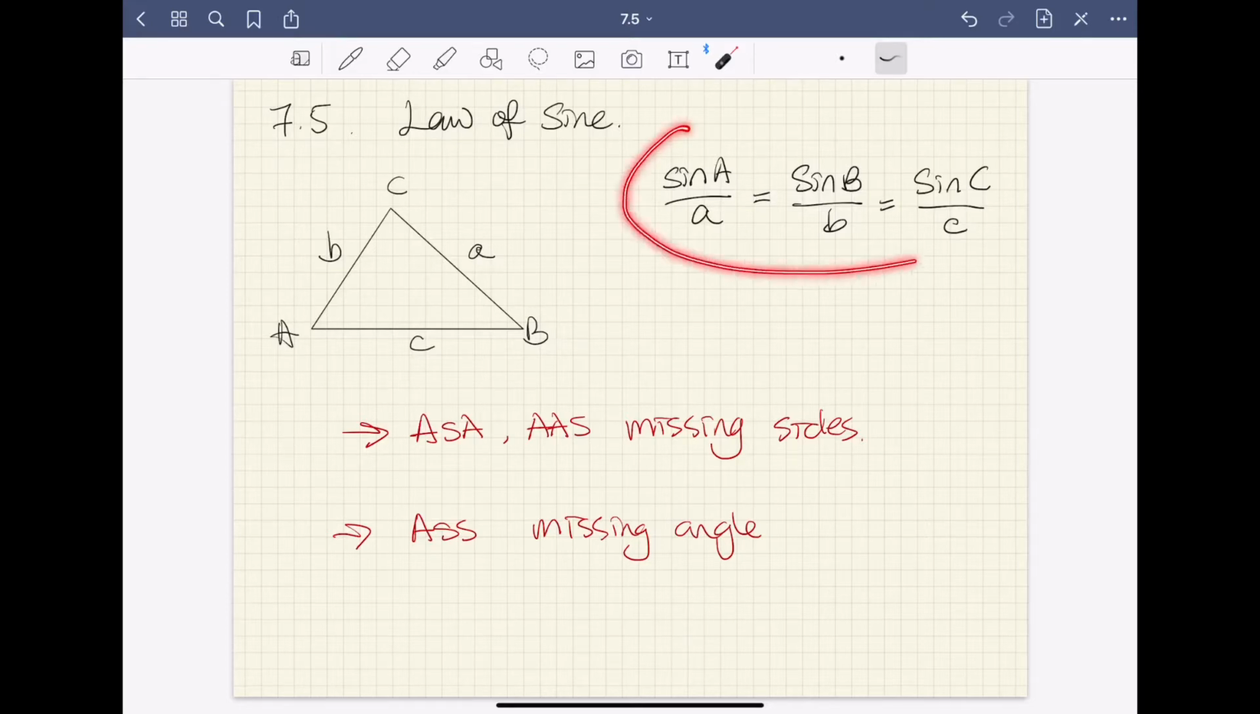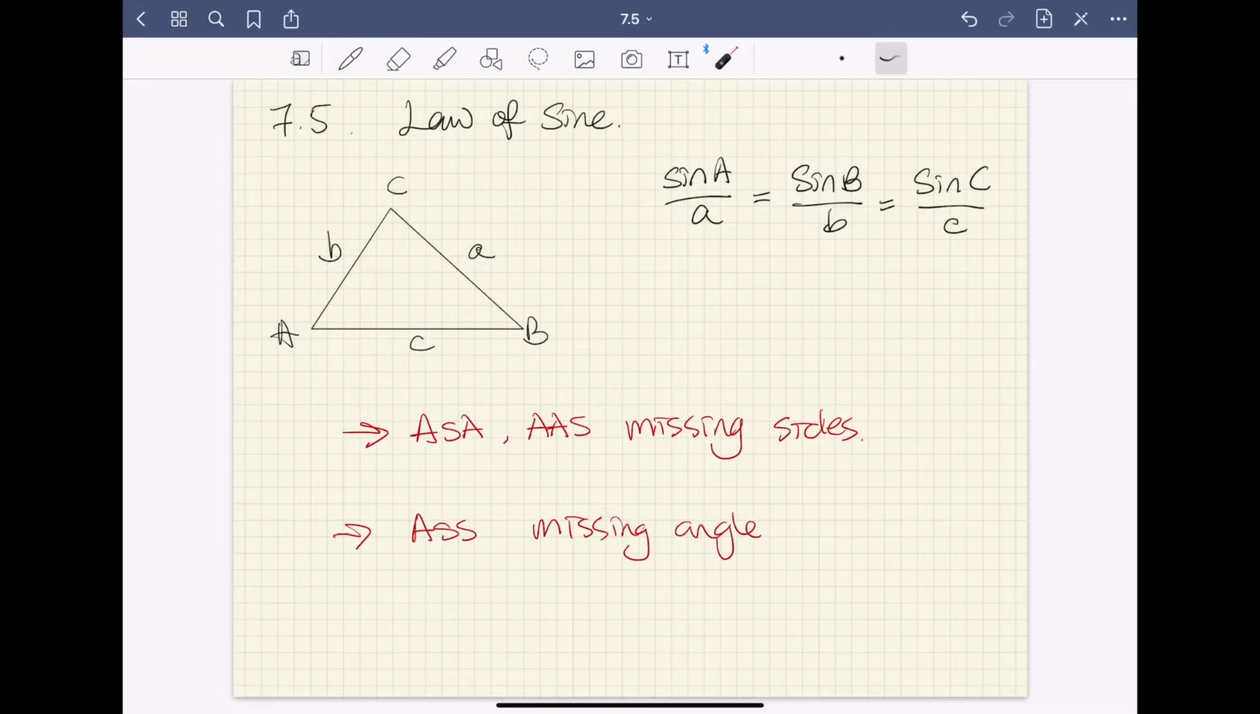The formula is right here. Sine A over a equals sine B over b equals sine C over c, where capital A, B, C are the angles of the triangle and lowercase a, b, c are the sides opposite to the angles.